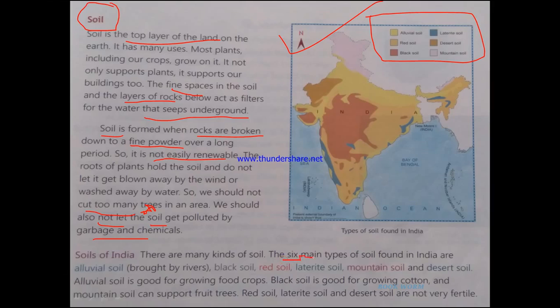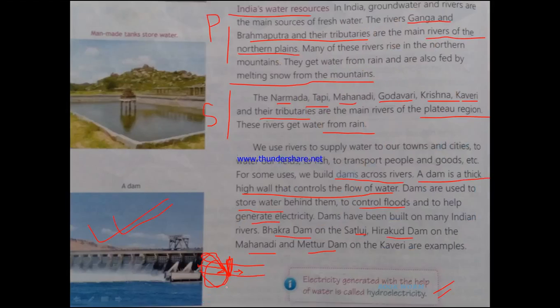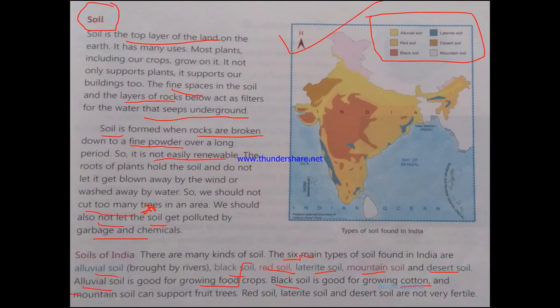So there are 6 main types of soil. What are they? They are alluvial soil, black soil, red soil, laterite soil, mountain soil, and desert soil. Out of these, alluvial soil is very useful in growing food crops. Black soil is useful for growing cotton. Mountain soil can support fruit trees. Red soil, laterite soil, and desert soil are not very fertile. So these 3 types of soil are not very fertile.